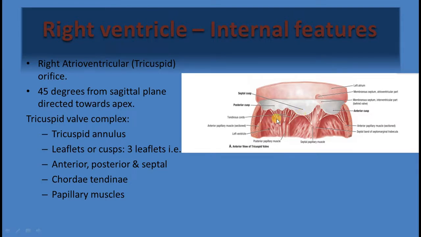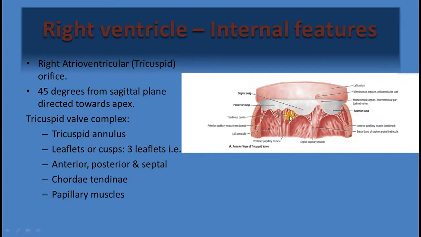Next, what you see is the chordae tendineae. You have true chordae tendineae and false chordae tendineae. The true chordae tendineae are the ones which connect the papillary muscles to the cusps. Whereas false chordae tendineae just run across the walls of the ventricle inside, but they don't connect the cusps with the papillary muscles. That is the difference between the true and the false chordae tendineae.